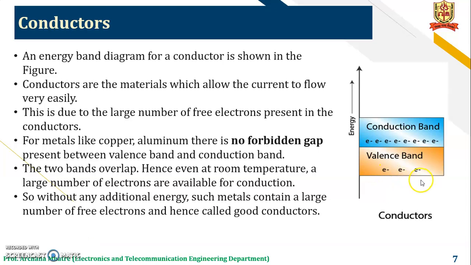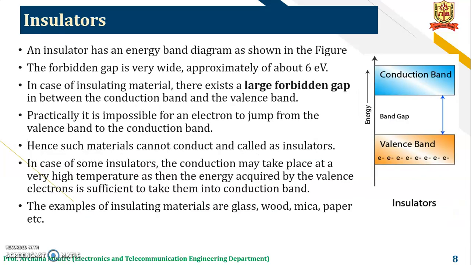Now first we will study about the conductors. This is the energy band diagram for conductors. Normally conductors are materials which allow the current to flow very easily. This is due to the large number of free electrons present in the conductors. For metals like copper and aluminium, there is no forbidden gap between the valence band and conduction band. The two bands overlap, hence even at room temperature a large number of electrons are available for conduction. So without any additional energy, such metals contain a large number of free electrons and hence are called good conductors.